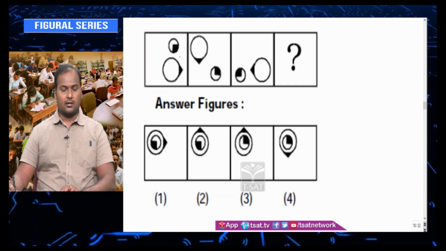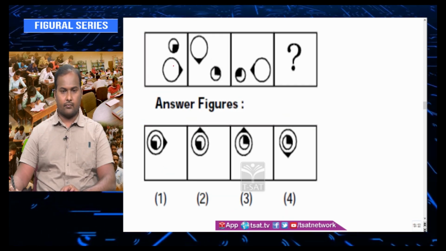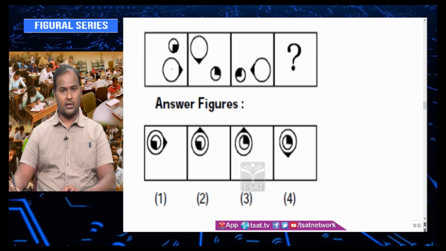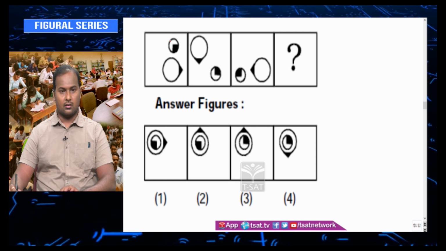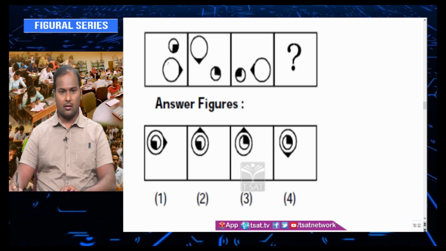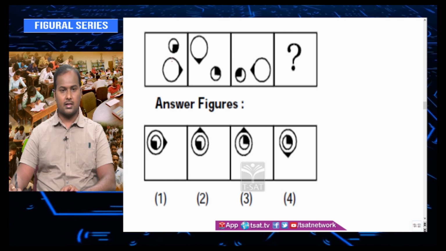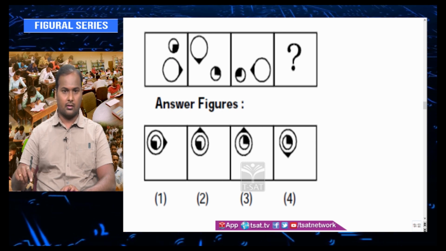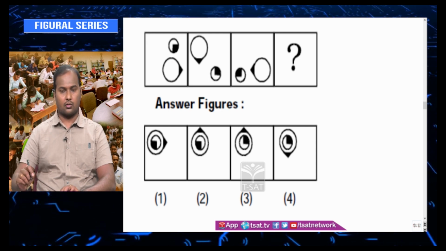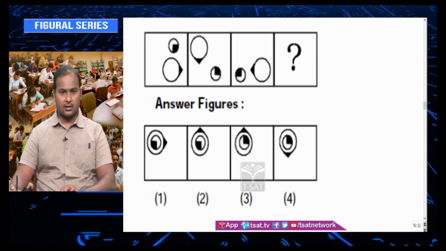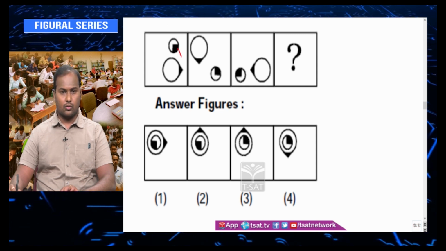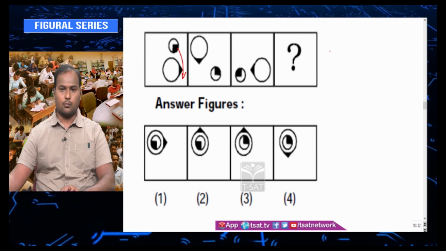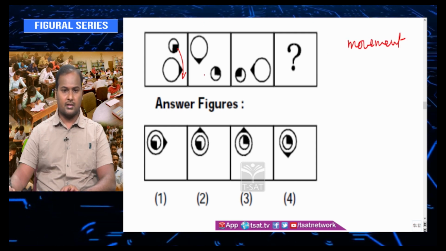Look at this question. In this particular question, there are 2 figures, and these 2 figures are changing both by rotation as well as movement. Means the smaller circle and the bigger circle both are rotating and moving. So you can see a rotation, and also there is a movement from one corner to another corner. First look at the smaller one. The smaller one moved in this particular direction from one corner to another.